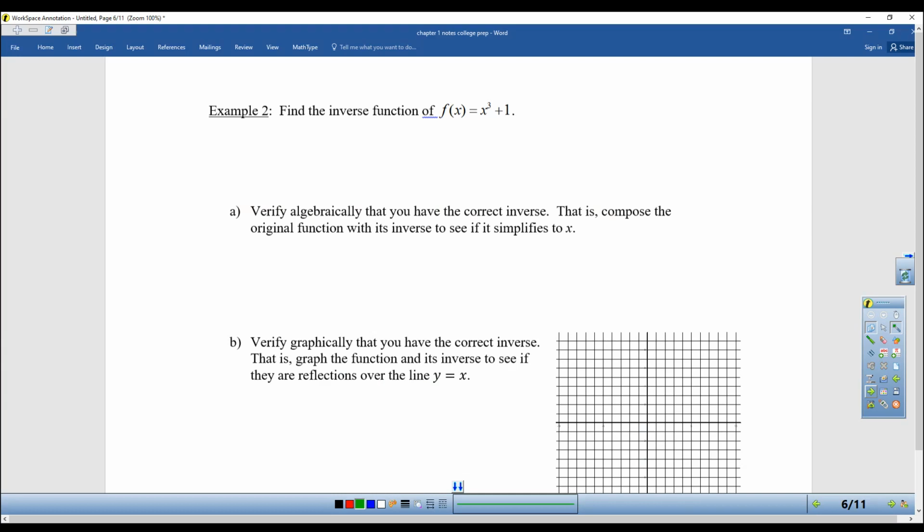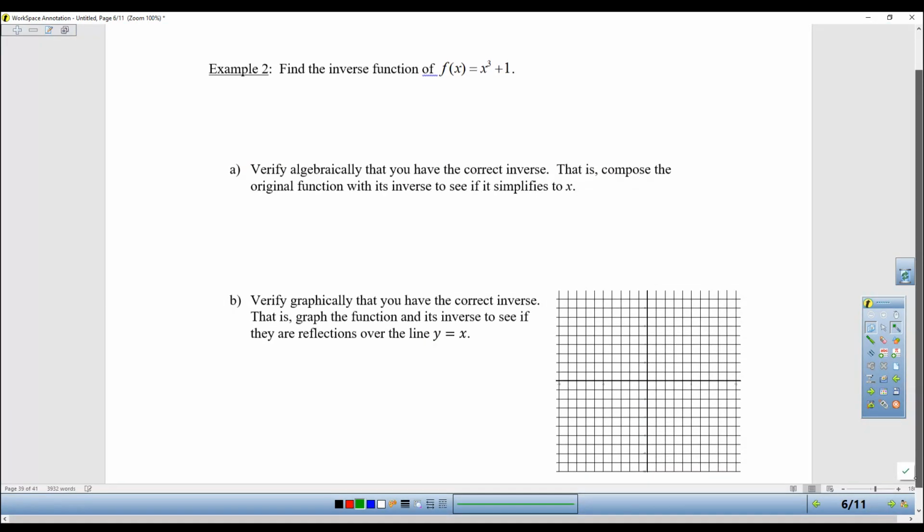So the next one is the exact same thing. So if you wanted to give yourself a chance to practice, you should stop the video, see if you can do this next one on your own, and then just fast forward. But I am going to do it out.